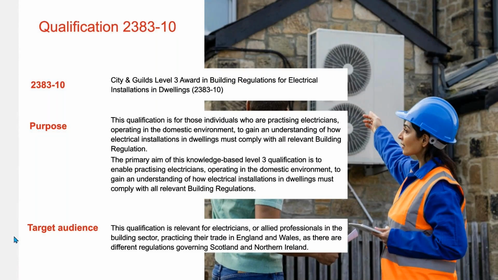So a primary aim of this knowledge-based Level 3 qualification is to enable practicing electricians operating in the domestic environment to gain an understanding of how electrical installations in dwellings must comply with the relevant building regulations. The qualification is relevant for electricians or allied professionals in the building sector practicing their trade in England and Wales, as there are different regulations governing Scotland and Northern Ireland. One thing to bear in mind there.